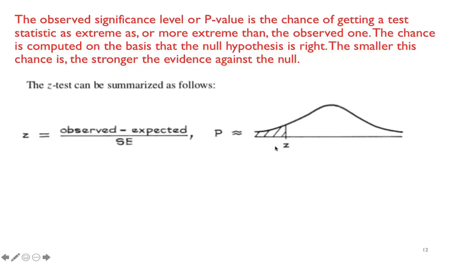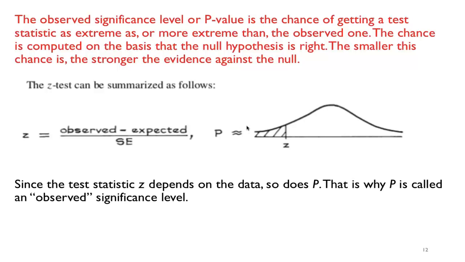So again, here's a summary. If we expect the observed value to be around the middle, 50, and we get something this far away, then that's strong evidence against the null. So this test statistic z depends on the data. That's why P is called the observed significance level.